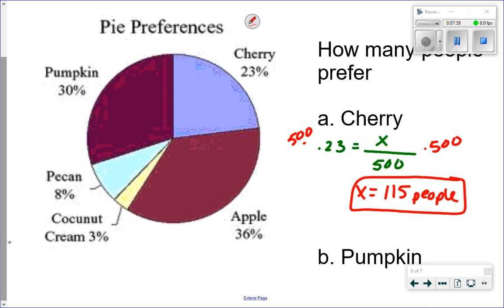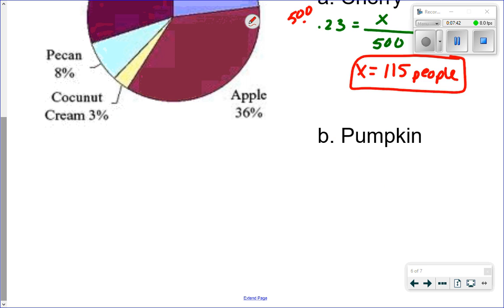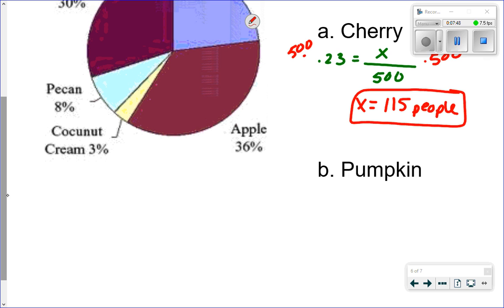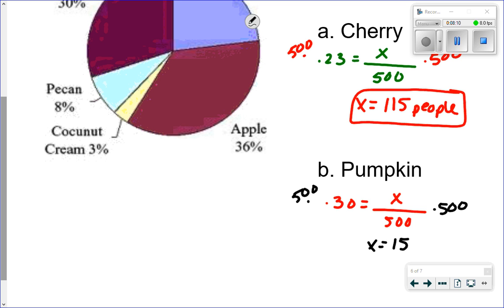Next one is pumpkin. So I need to go over to my pie chart and see the percentage, and that is 30%. So that means I need to convert that to a decimal, so 0.30. Still solving for partial amount, and my whole amount is still 500. So just like the last problem, multiply both sides by 500. So 0.30 times 500 equals 150. And again, we're talking about people. So 150 out of the 500 people prefer pumpkin pie.